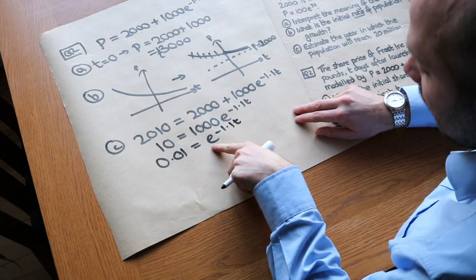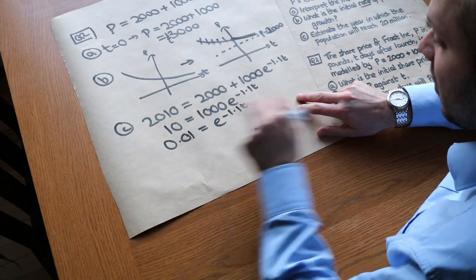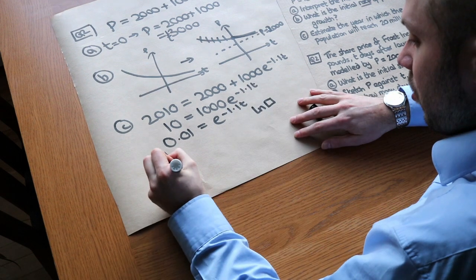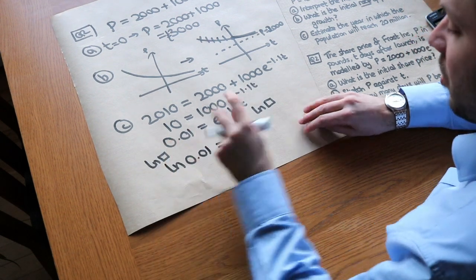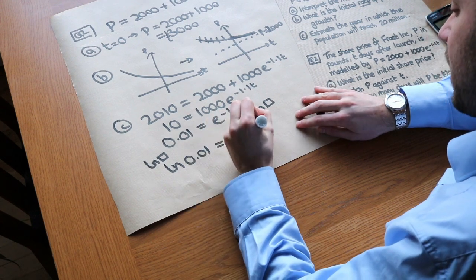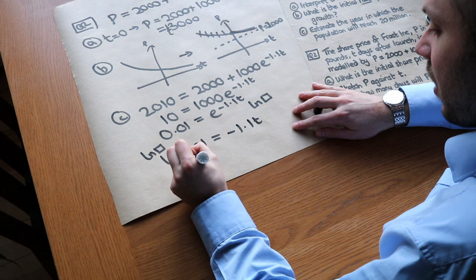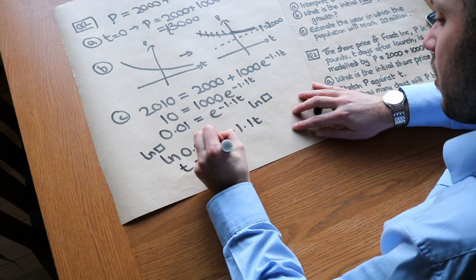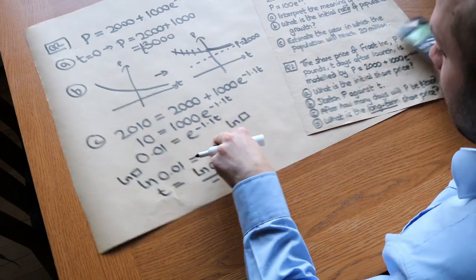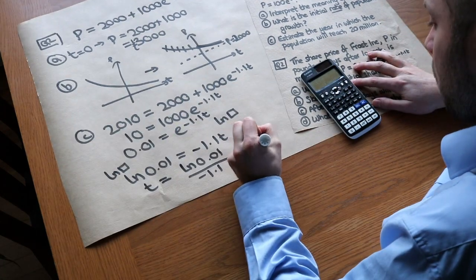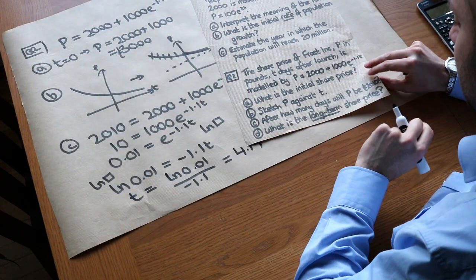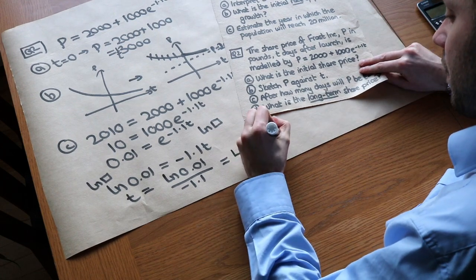Now we want to get rid of this e to the power of in front of the minus 1.1t, so we again natural log both sides. So we do ln of 0.01. And when we do the natural log of this, it gets rid of the e to the power of, giving minus 1.1t. And then we just divide both sides by minus 1.1. So we get ln of 0.01 over minus 1.1. And if you put that in a calculator, you get 4.19. And what unit is this? It's after how many days? So this is going to be in days.